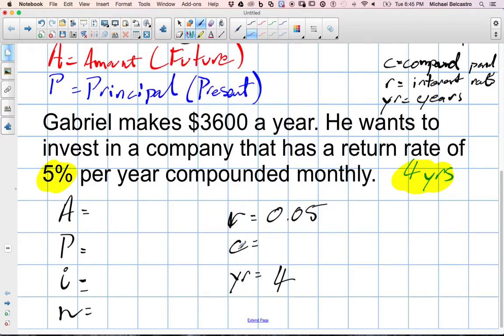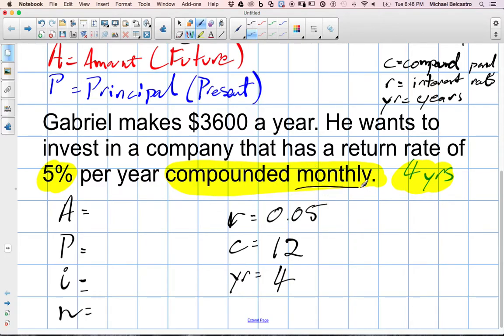Our compound period. What was the compound period in this question? It happens over the course of a year, but it happens so many times over the course of a year. And it says it right at the end here: monthly. How many times a year is monthly? It's 12 times a year. So it's 12 for compound period.